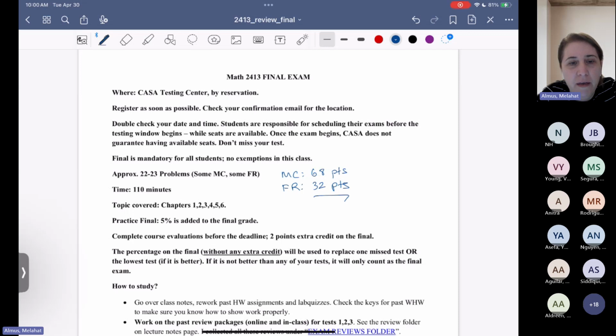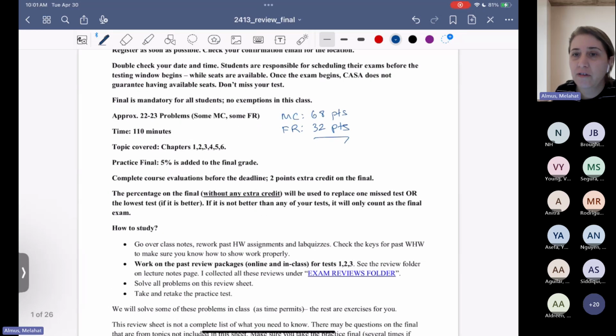Our final exam will have approximately 22 problems, and the multiple choice portion is 68 points. The free response portion is 32 points. You're going to have 110 minutes. So if you know the material, I don't think time will be a problem for you. Now, about the extra credit, make sure you get a good score on practice finals so that you have a lot of extra credit available. And if you have completed course evaluations, I'm going to transfer those bonus points later on this week.